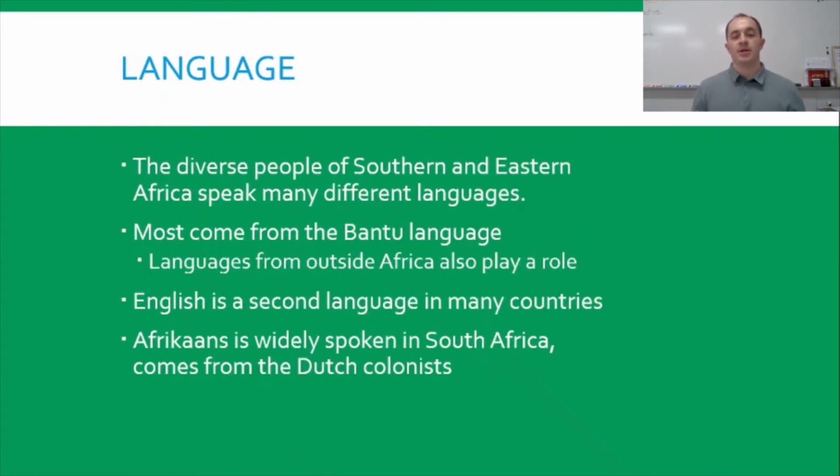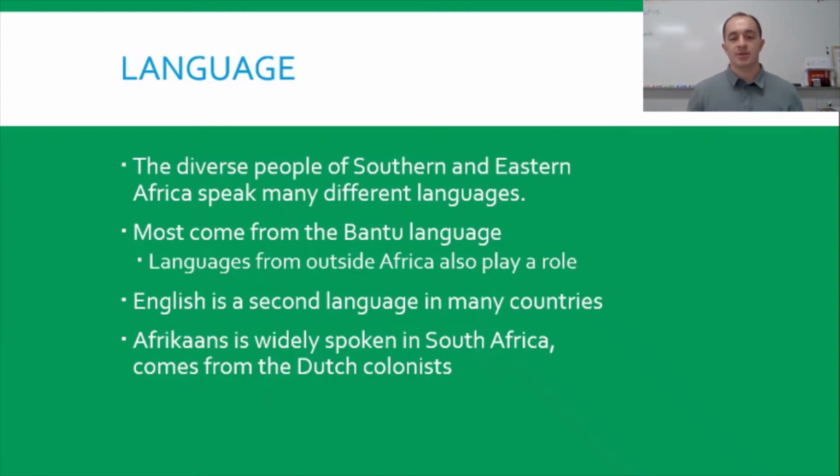So now we're going to talk about language. So the diverse people of Southern and Eastern Africa, being diverse, would obviously speak many different languages. Most of these languages come from the Bantu language, which we talked about. The Bantu people came from Western Africa in about 500 AD, and because they were at the time more advanced than the people in Southern Africa, the people in Southern Africa adopted the Bantu language, and over time those languages evolved into many of the different languages we see in the region of Southern and Eastern Africa today.